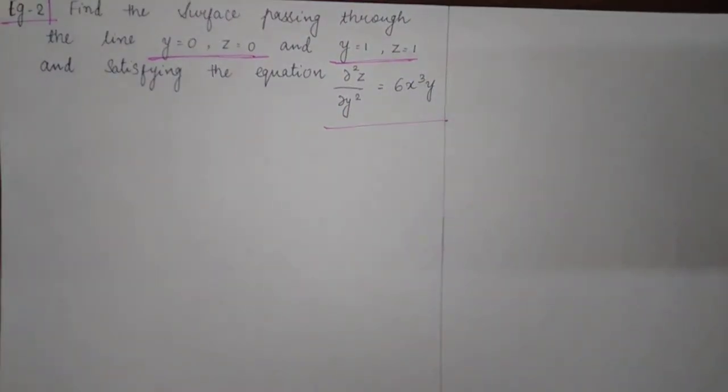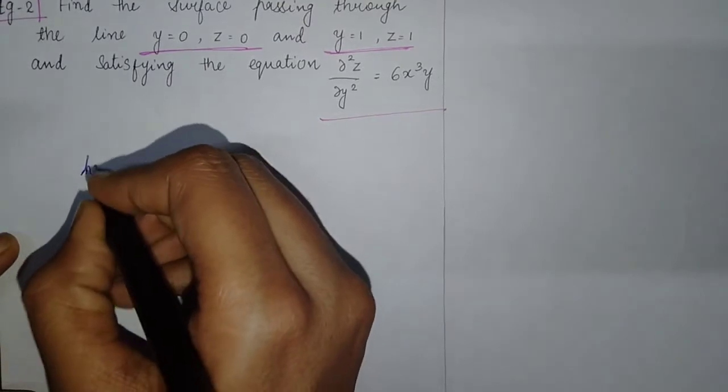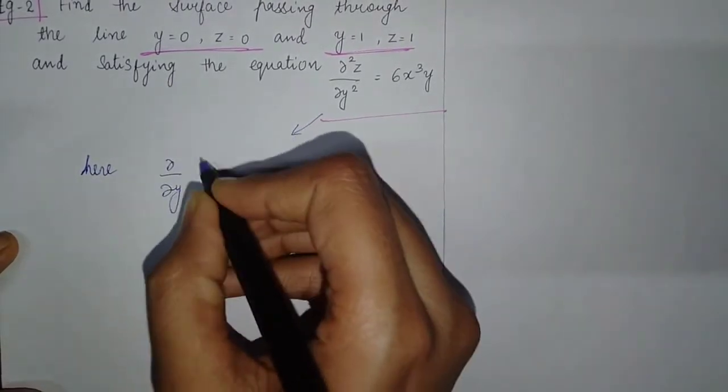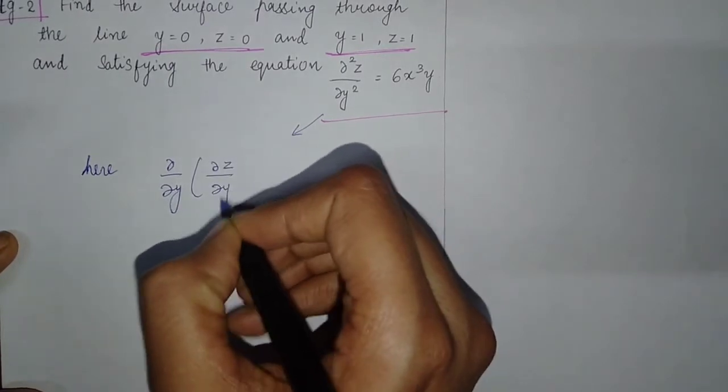So how will we do such a type of example? Let us see the solution. So here again, from this term I can write it like this: del by del y of del z by del y.